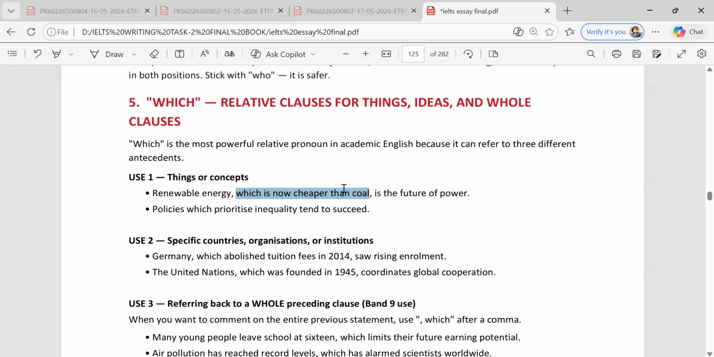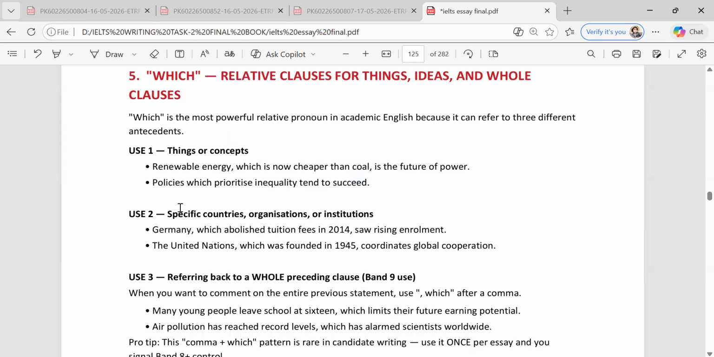Here see that we have added extra, non-essential information. So that's why we have put commas before and after it. And this is what we call a non-defining relative pronoun. Now look at policies. This is a concept. Policies which? Can you see? This is defining. Which policies? Which prioritize equality tend to succeed. So we can use it for both things and concepts.